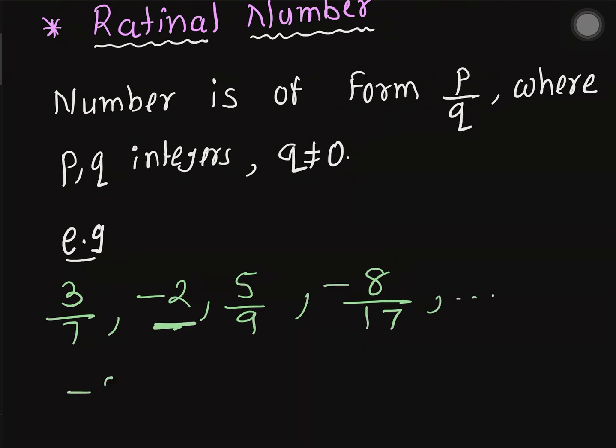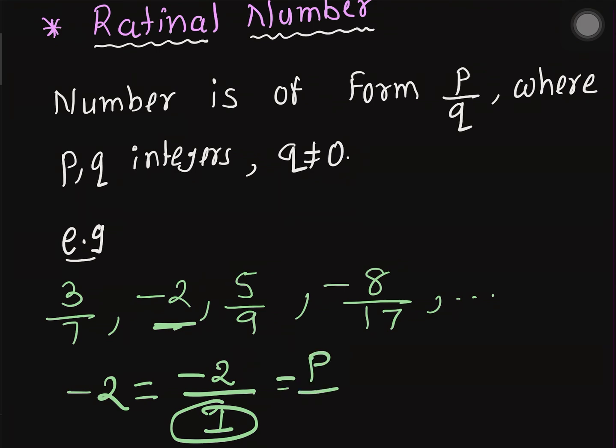Now look at this, minus 2. Why do we call minus 2 a rational number? Because minus 2 can be written as minus 2 divided by 1. So 1 is the denominator, and that means this is of the form p by q, where q is not equal to 0, q is equal to 1 here. So that's why each and every whole number is a rational number.